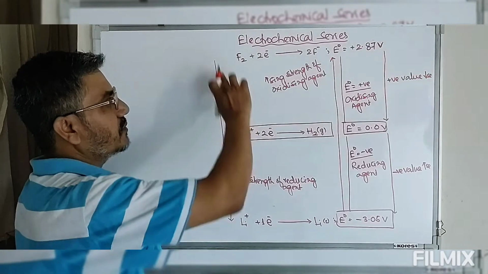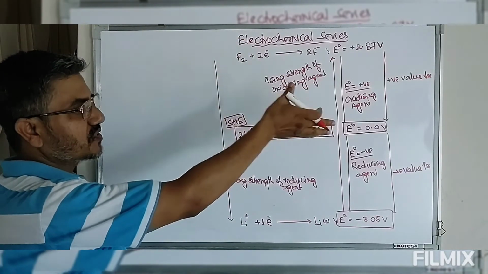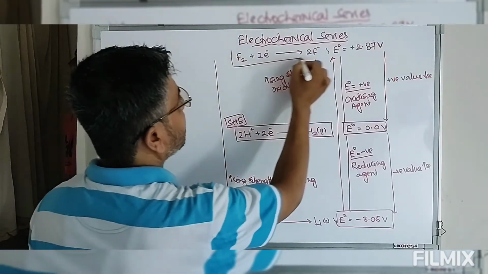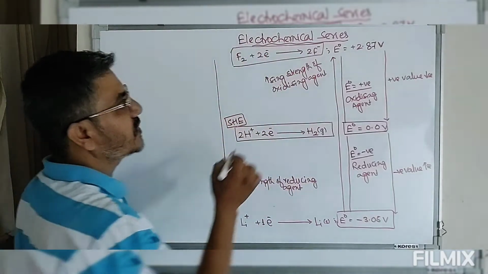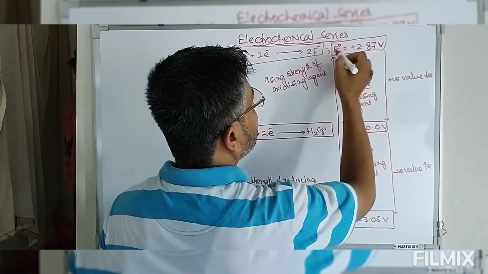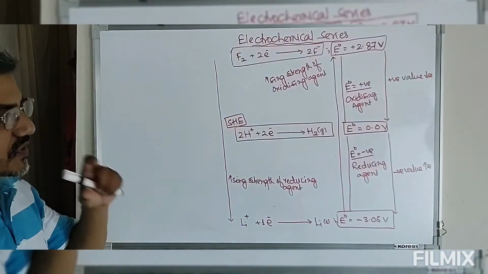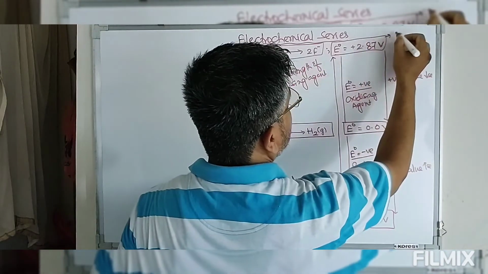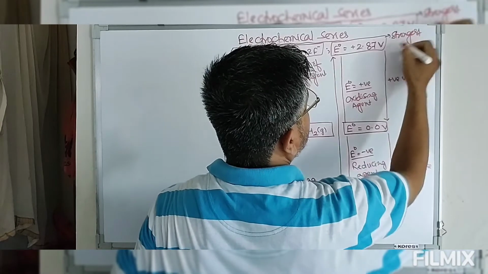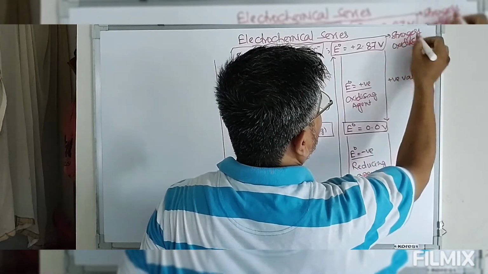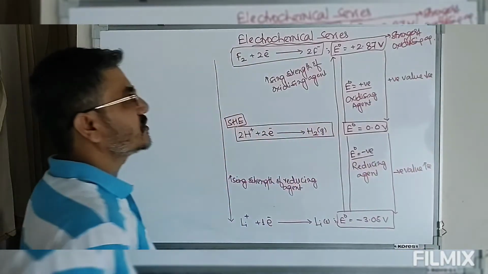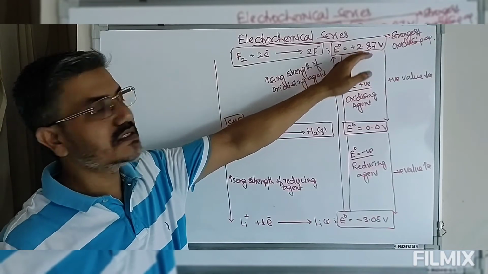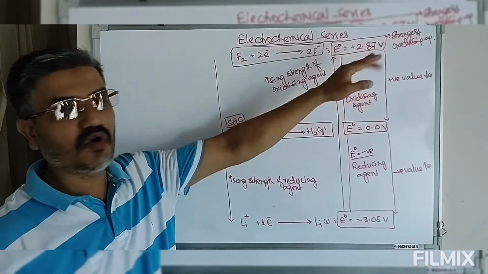Electrodes above hydrogen, whose reduction potential is positive, are known as oxidizing agents. At the top of this electrochemical series we will find fluorine, whose reduction potential is plus 2.87, the largest possible value. Because of this, fluorine is the strongest oxidizing agent, because its reduction potential is the largest positive value, that is plus 2.87 volt.